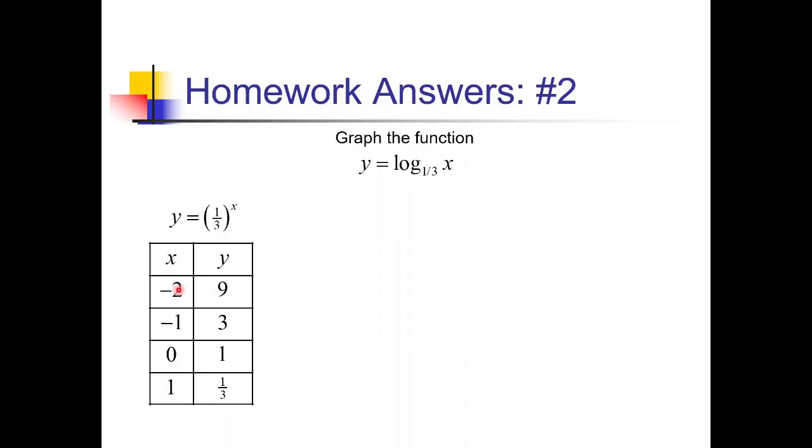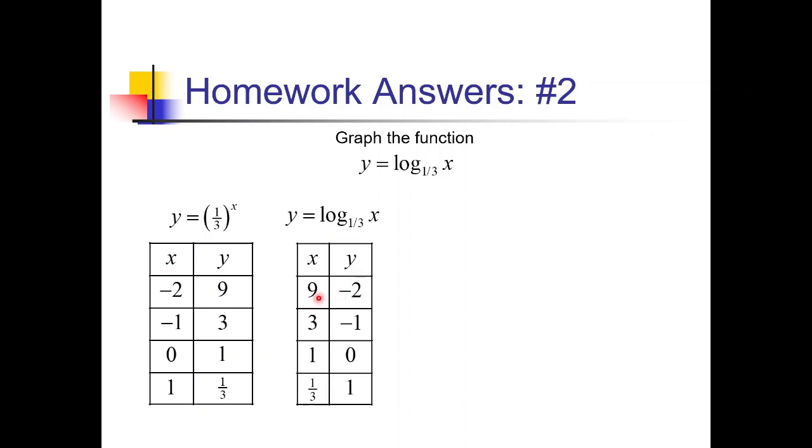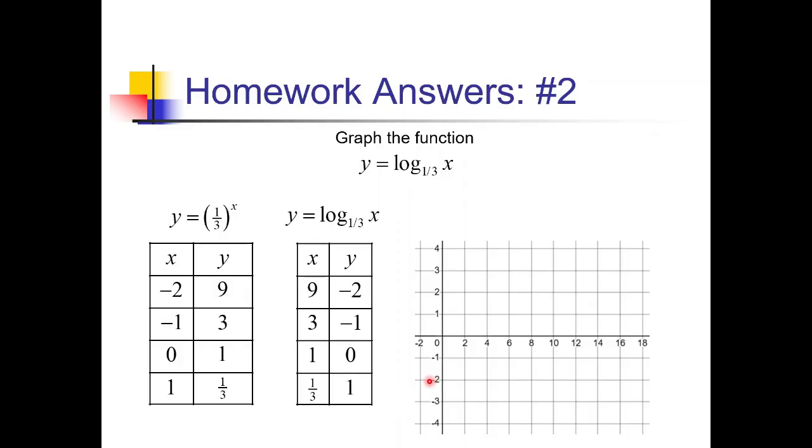We're going to switch all the x and y values now to get the log version of all this. So we have 9 comma -2 and so on for these. Graphing all that out, I'm going to leave myself enough room to accommodate the 9 there. So I've got 9 comma -2 down here. Next I have 3 comma -1, 1 comma 0, and 1/3 comma 1 up here. And because I didn't shift this horizontally, I still have a vertical asymptote on the y-axis, x equals 0. So let's graph our line through all that stuff. And there's our logarithmic function for this one.